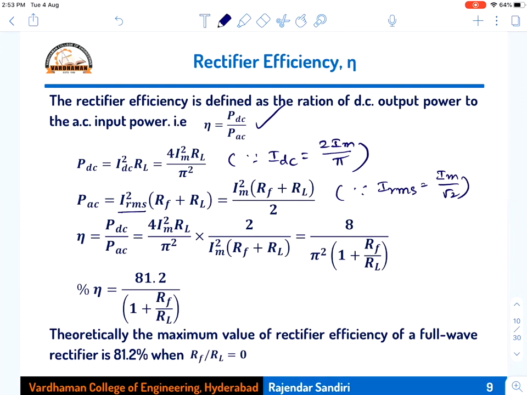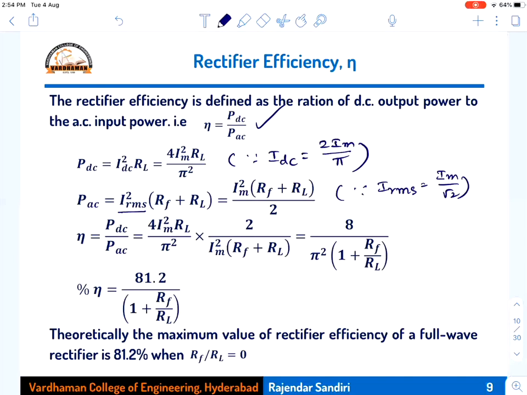Now if you substitute these two values in the formula eta is equal to PDC by PAC, you will get 8 by pi square into 1 plus R. Earlier you got 4 by pi square for the half wave rectifier, now it is 8 by pi square, which is twice. So 40.6 you got in the previous case, now it is 81.2, double of that. The rectifier efficiency of the full wave rectifier is twice that of the half wave rectifier.